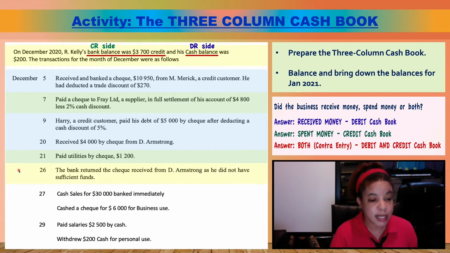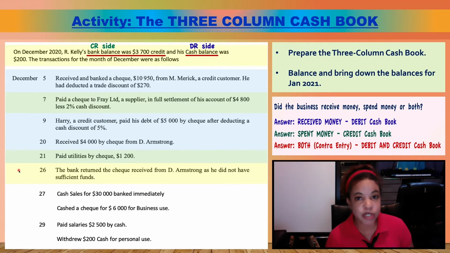So the 26th, bank returned the check. So it is a dishonored check, which means that we thought we had received and we had recorded when we received the $4,000 check. We had recorded it on the debit side, but then the bank returned it for insufficient funds, which means we did not receive our $4,000. So we now have to take it out, therefore decreasing our bank account credit side. All right, so that one will go on the credit side.